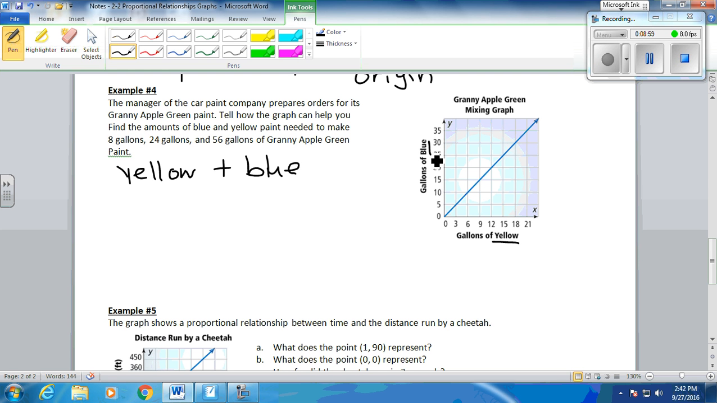Yesterday we talked about proportional relationships. We're setting a proportion here from the table to help us figure out how much paint we needed. Here, they're telling us when we have 3 gallons of yellow, so I'm going to start at the 3 and go up. When I hit the line, how many gallons of blue is that going to give me? 5. So 3 gallons of yellow plus 5 gallons of blue, doesn't that give me a total of 8 gallons, which is my green paint?